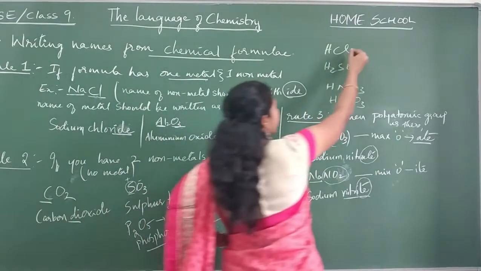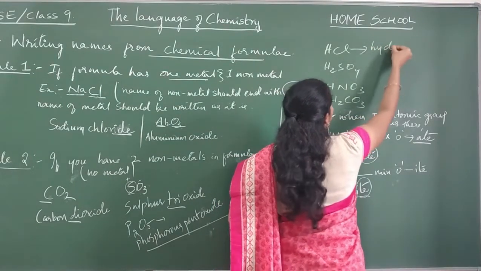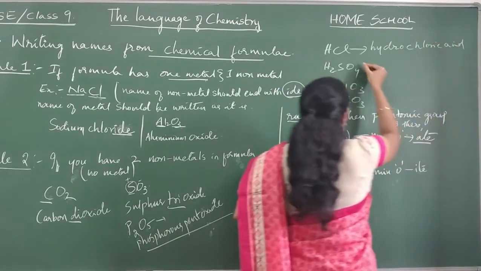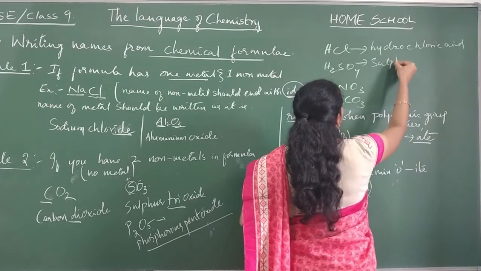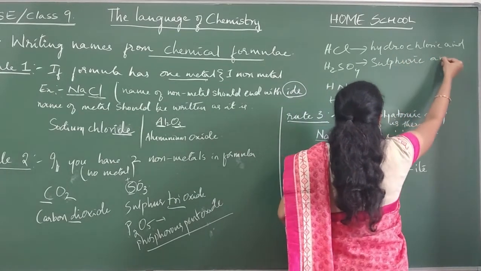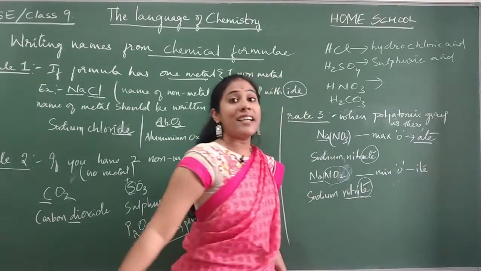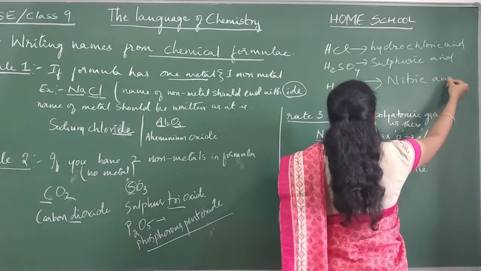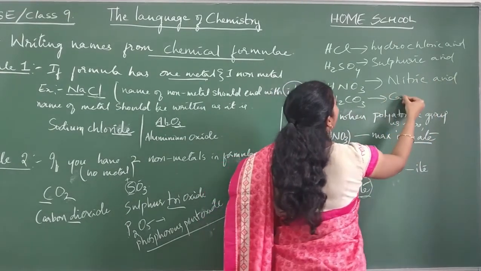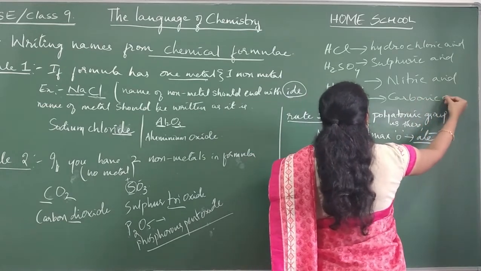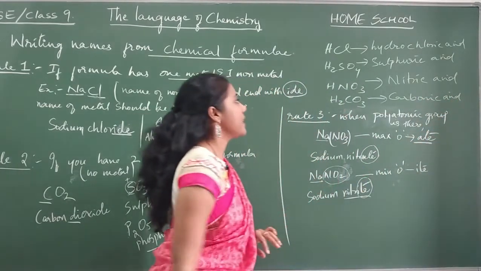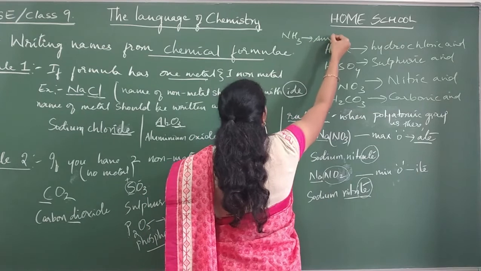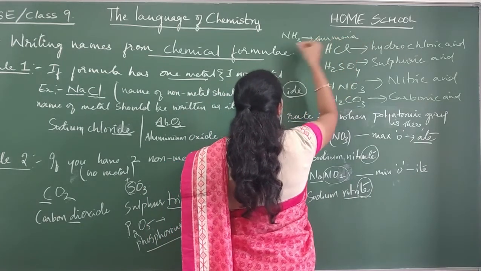HCl is called hydrochloric acid. H2SO4 is called sulfuric acid. And HNO3 is called nitric acid, guys. These are important acids. H2CO3 is called carbonic acid. Some famous compounds: NH3 is called ammonia. Ammonia is a base, guys.